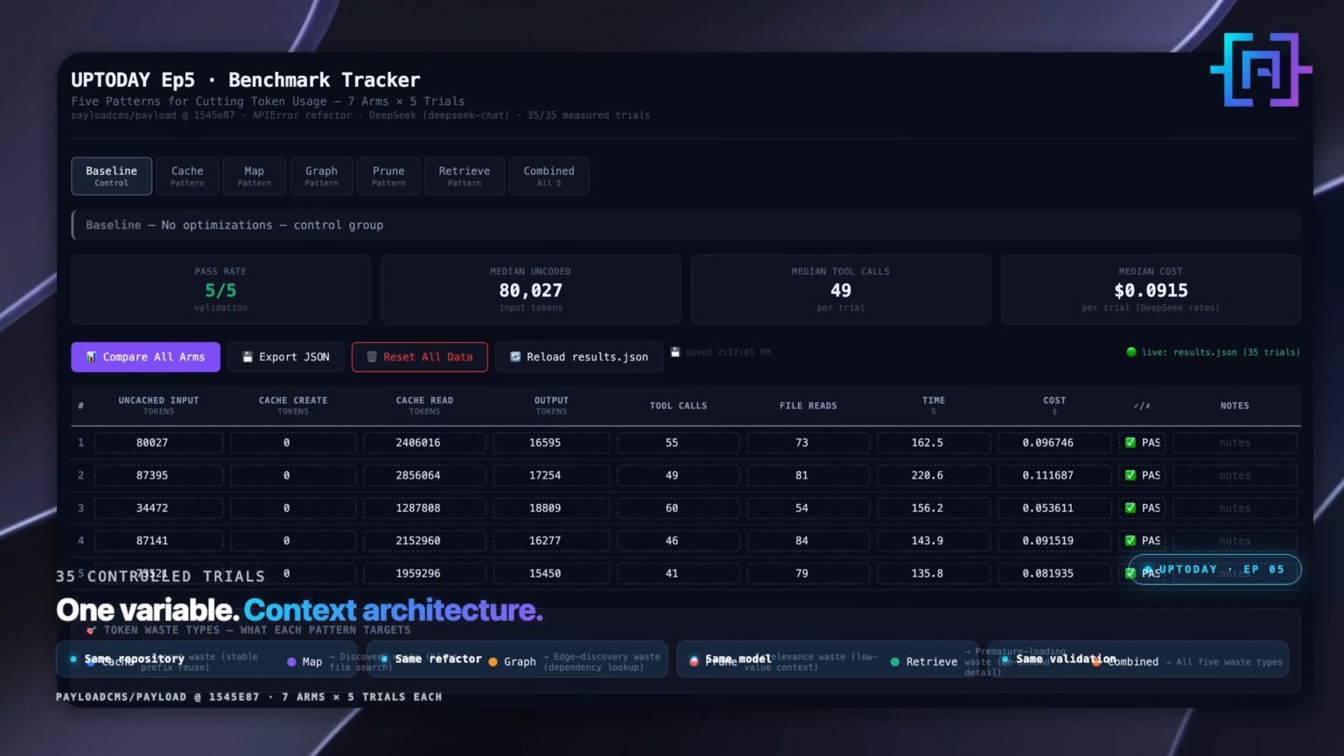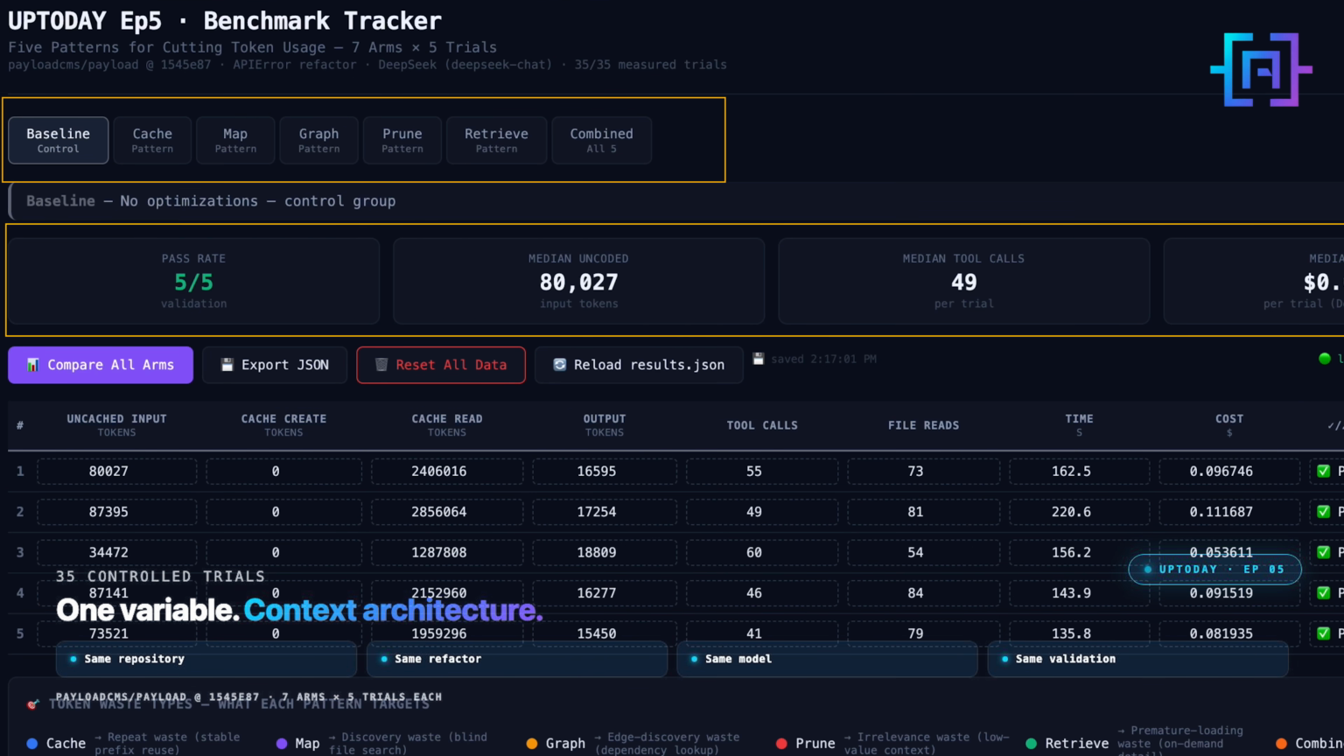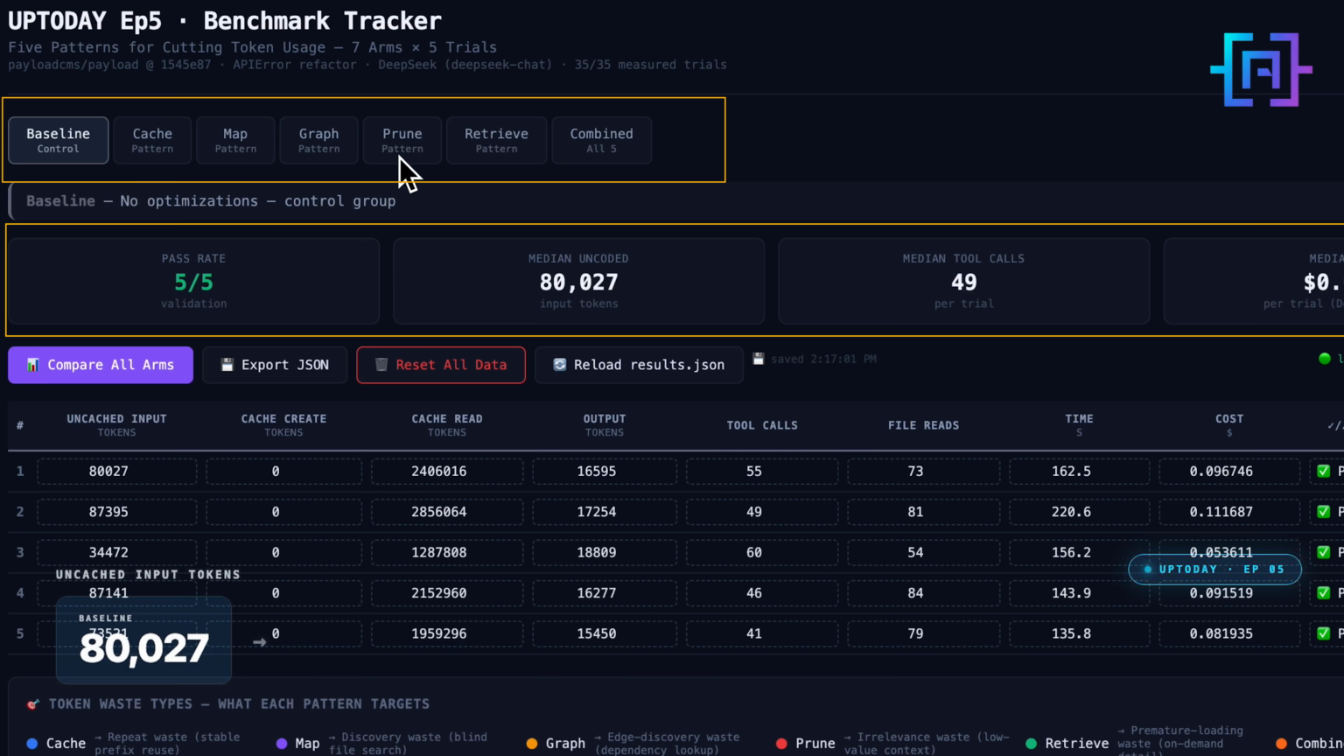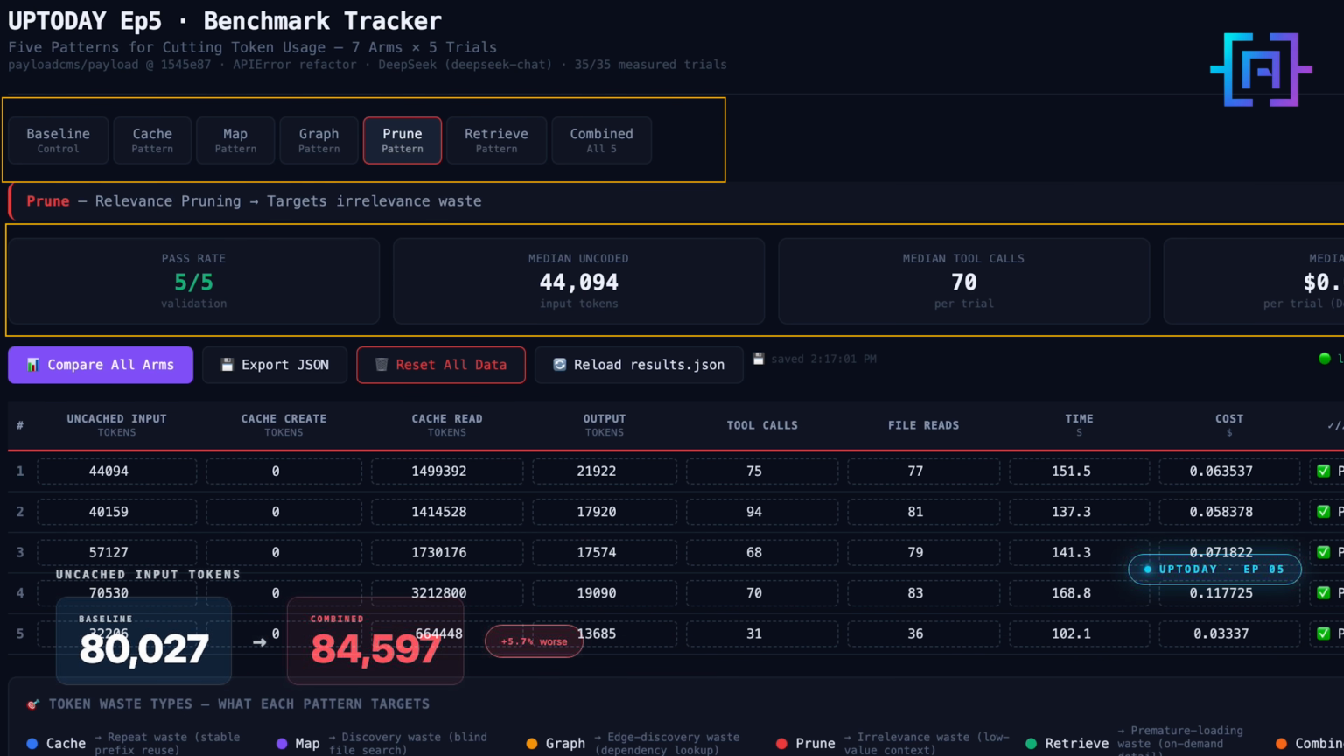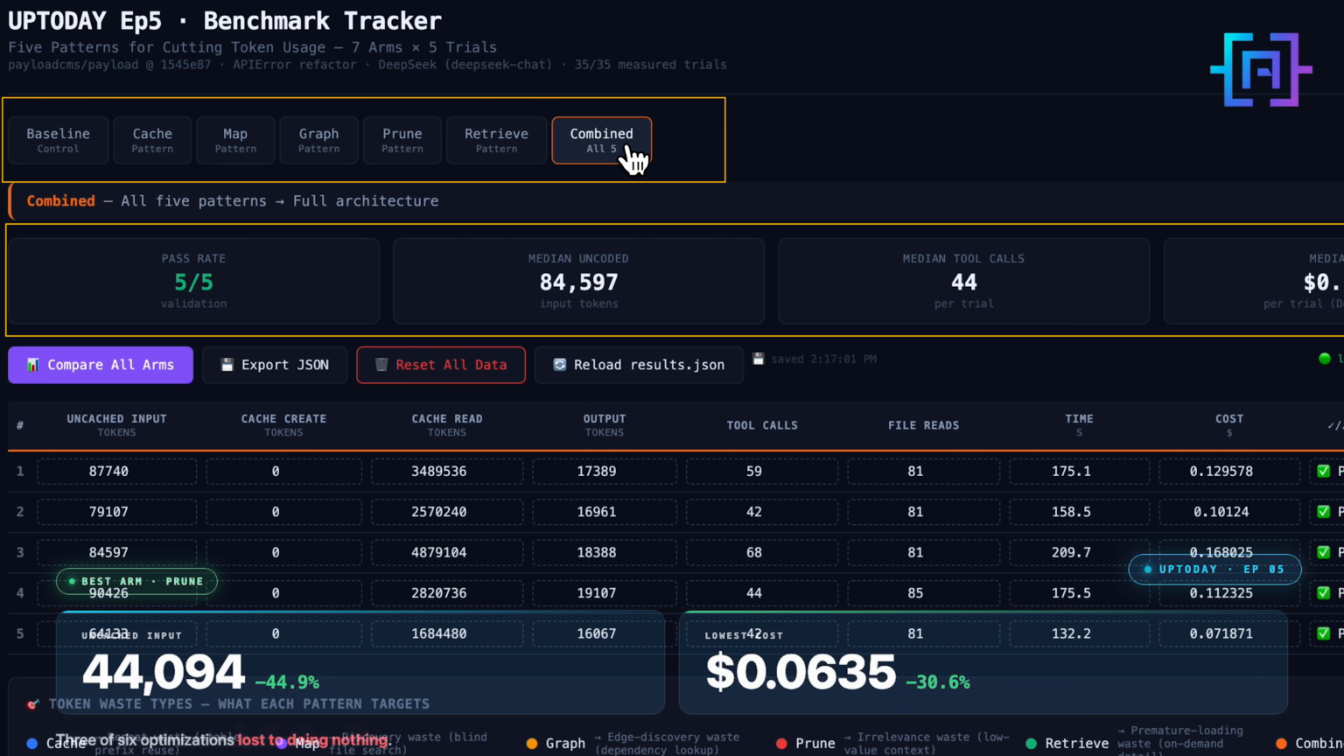Every agent receives the same refactor task on the same repository. The same model, the same tool permissions, the same test suite. Only the context architecture changed. What I found was not what I expected. The simple pattern won. The most intuitive pattern lost. And stacking all 5 patterns, the thing every engineer wants to do, was worse than doing nothing at all.